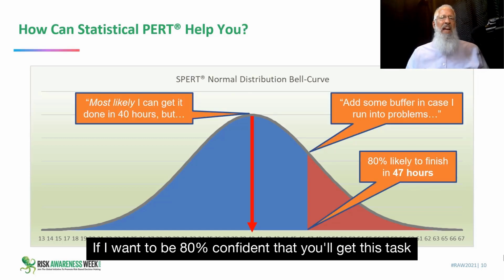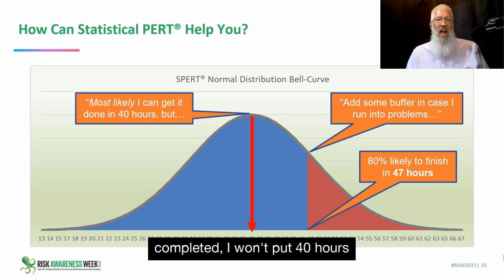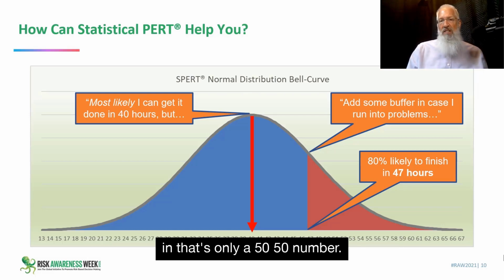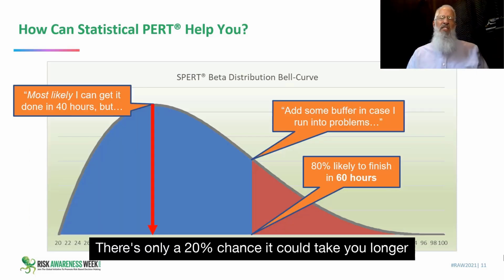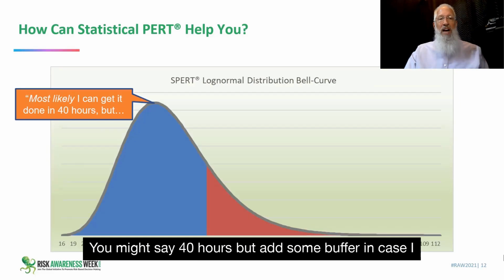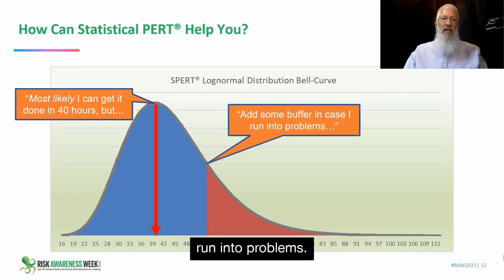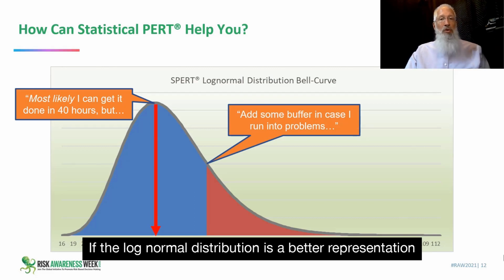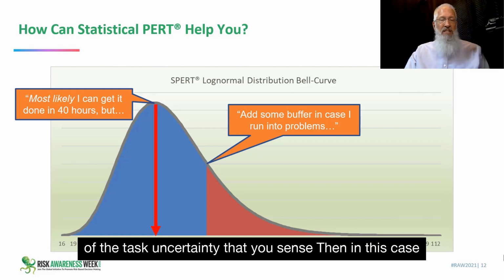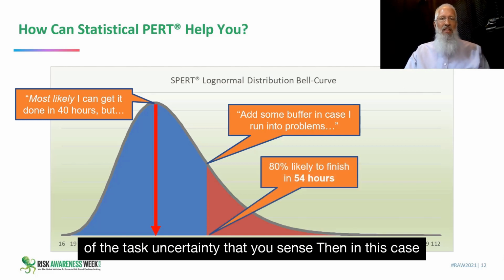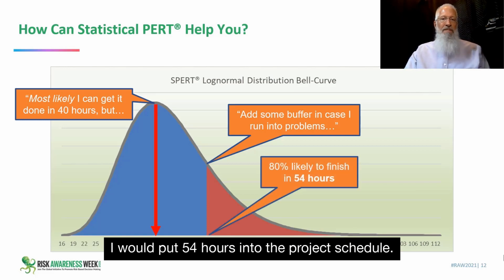I'm getting duration estimates for this task. If I want to be 80% confident that you'll get this task completed, I won't put 40 hours in. That's only a 50-50 number. There's only a 20% chance it could take you longer than 60 hours. You might say 40 hours, but add some buffer in case I run into problems. If the log normal distribution is a better representation of the task uncertainty that you sense, then in this case, I would put 54 hours into the project schedule.